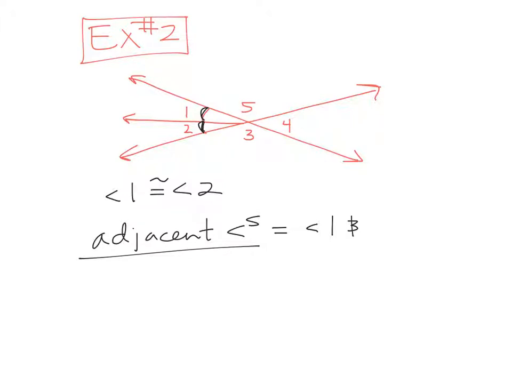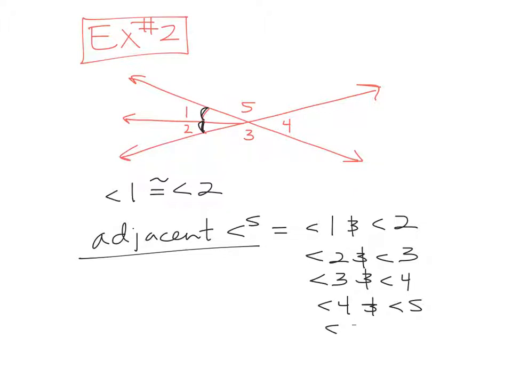What does adjacent mean? Next to, right? So what's next to angle 1? Angle 2, okay? So for adjacent angles, angle 1 and angle 2 are adjacent. Is there anything else that's adjacent to angle 2? Angle 3, right? If we just keep working our way around, angle 2 is adjacent to angle 3. Angle 3 is adjacent to angle 4. Angle 4 is adjacent to angle 5, and angle 5 is adjacent to angle 1.